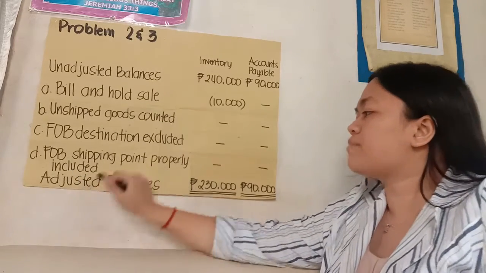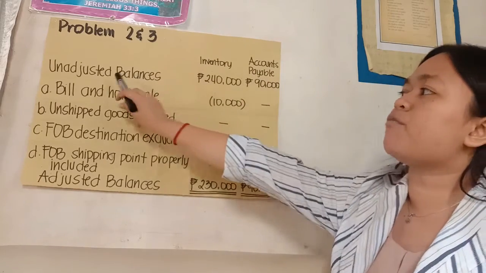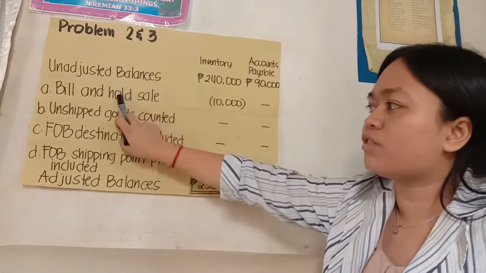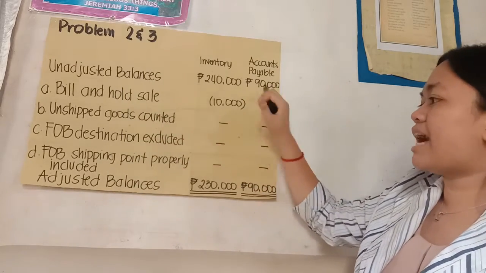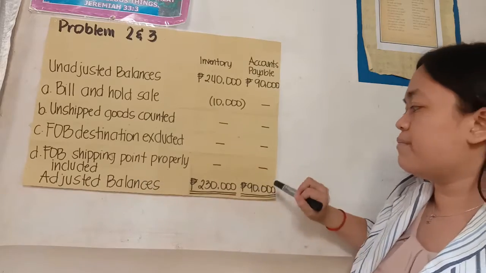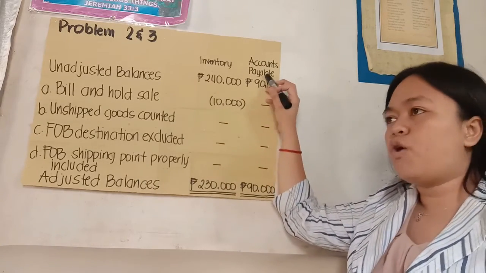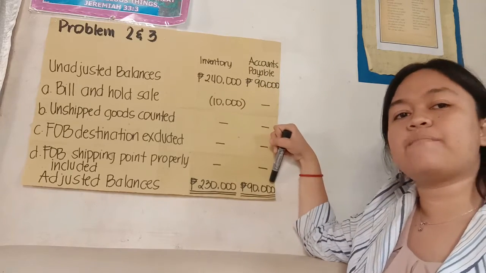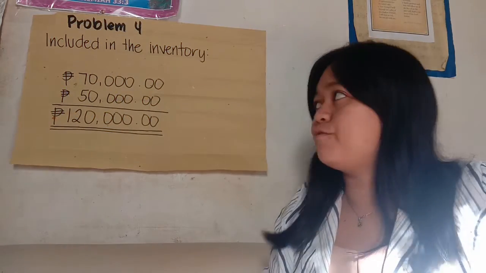So the adjusted balance for accounts payable would be the same as the unadjusted balance because we don't have any entry for A, B, C, and D. So 90,000 would also be the adjusted balance. So that's the answer for problem number 3. So let's move on to problem number 4.